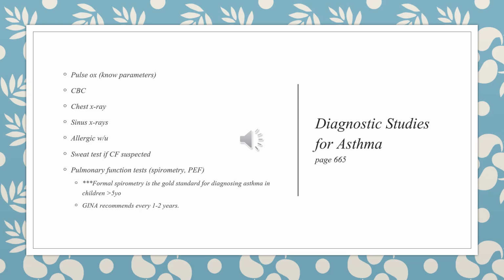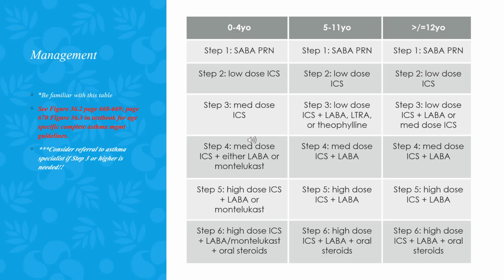So how do you diagnose asthma? So pulmonary function tests, formal spirometry is the gold standard for diagnosing asthma in children greater than 5 years of age. Next, we're going to talk about the management of asthma. This is where most students have a difficult time. First, you need to learn the classification for each age group, and then look at the management to see where your patient falls, and then this determines what you're going to treat them with.